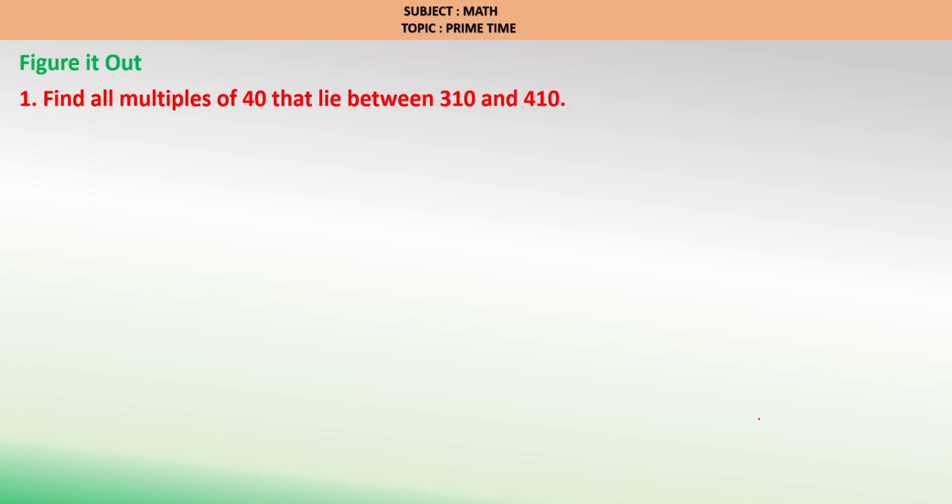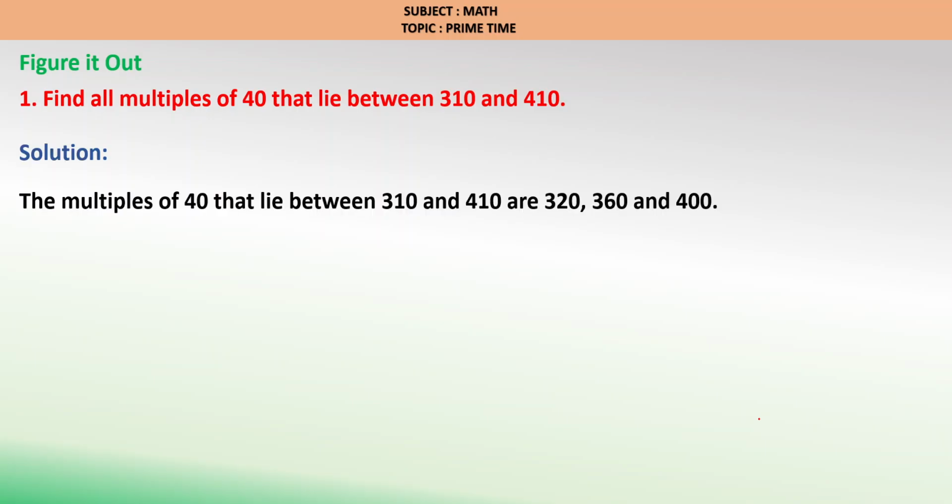Let us see question number 1. Find all multiples of 40 that lie between 310 and 410. Solution. The multiples of 40 that lie between 310 and 410 are 320, 360 and 400.